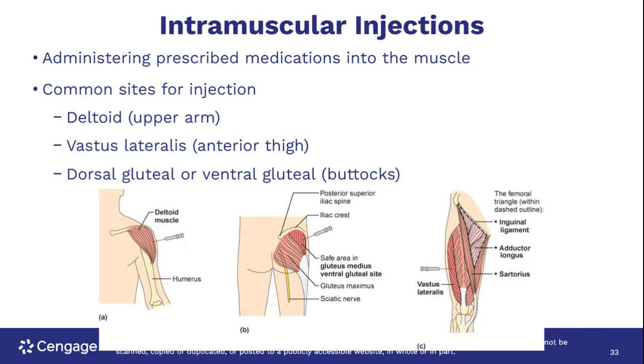Common sites for injection are your deltoid. If you want to find that landmark, you put your 4 fingers at the top of the shoulder, and at the bottom of your hand is where you give the shot. The vastus lateralis, which is the anterior thigh, and the dorsal gluteal or ventral gluteal in the buttocks. Now, the dorsal gluteal and the ventral gluteal are not something they do a lot of anymore because of the sciatic nerve.